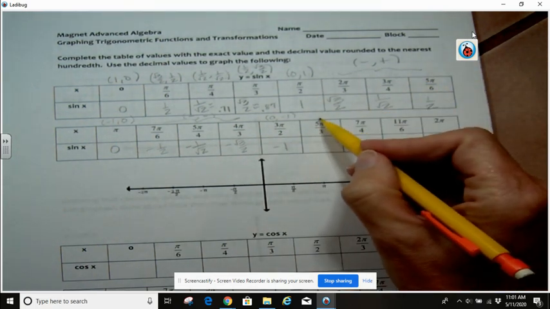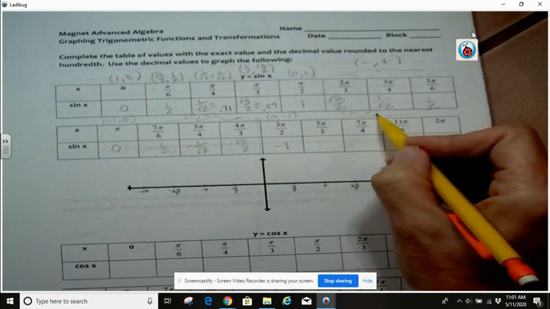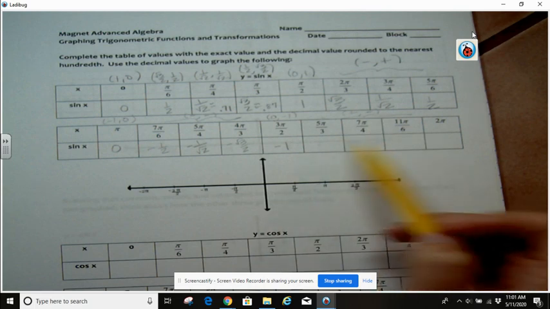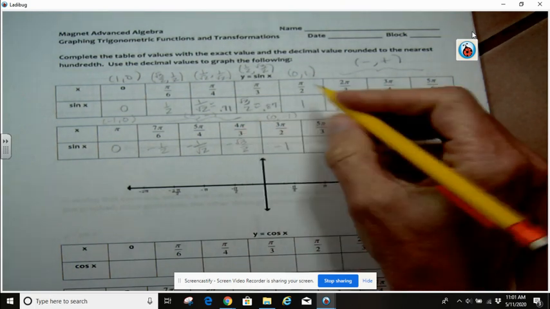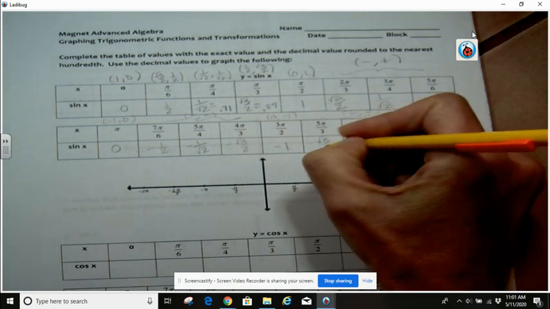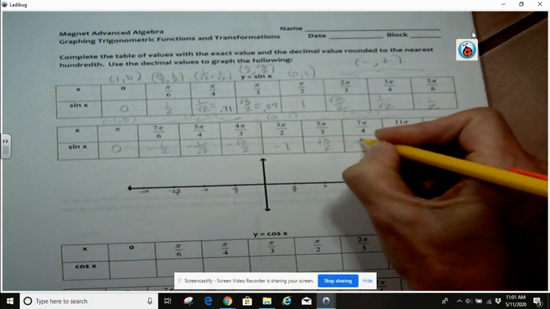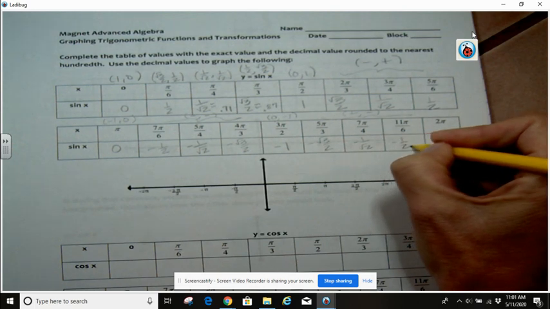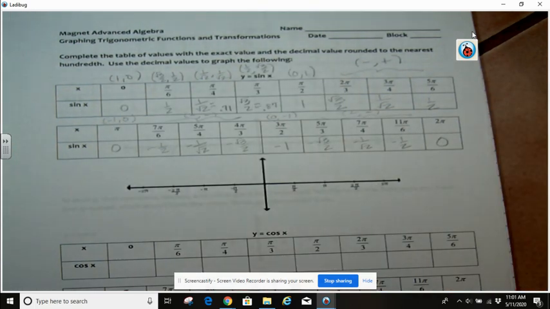And then in the fourth quadrant, to get in the fourth quadrant, you go right and down. So the sine will also be negative in the fourth quadrant, same values as it was in the third quadrant. So 5 pi over 3 is the same as 4 pi over 3 for sine. 7 pi over 4 is the same as 5 pi over 4 for sine. 11 pi over 6 is the same as 7 pi over 6. And 2 pi is the same as 0. So we're just kind of completing a full circle.